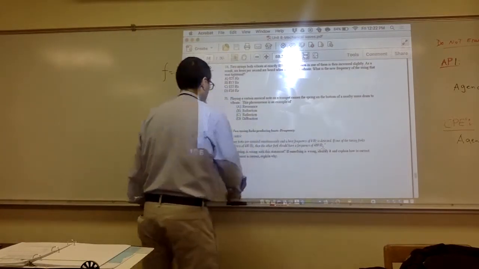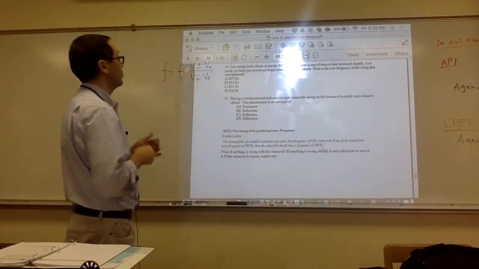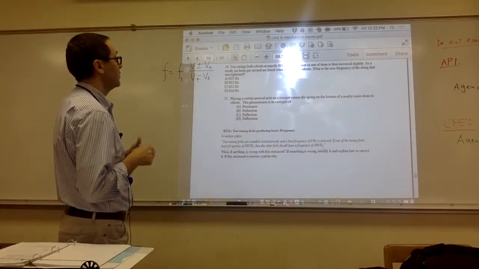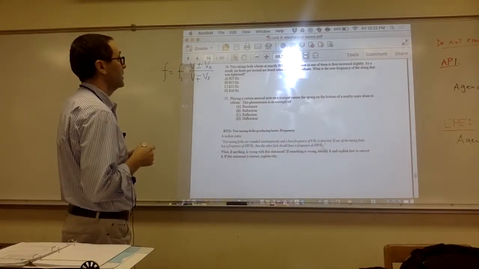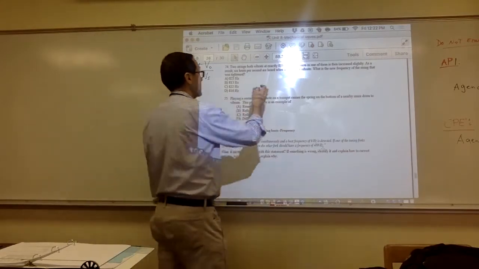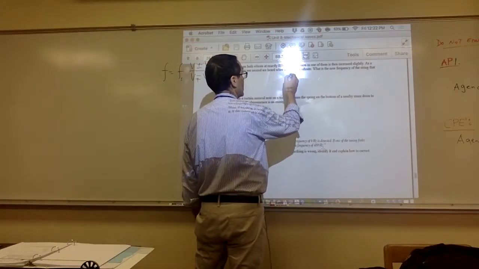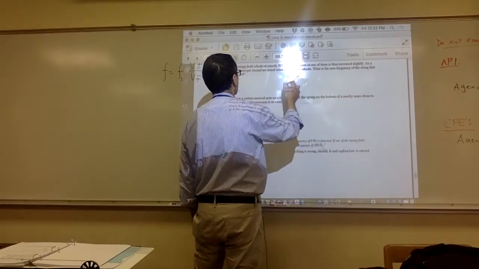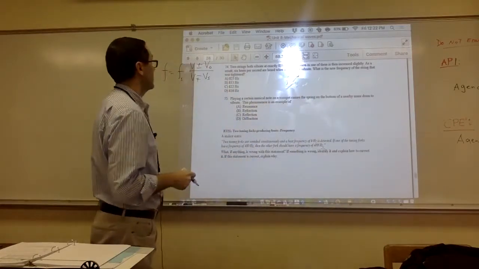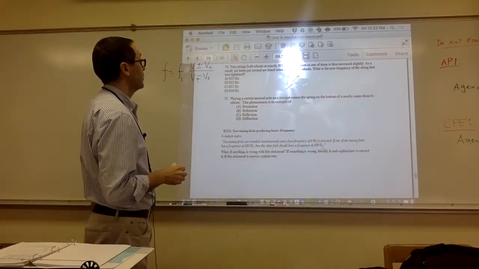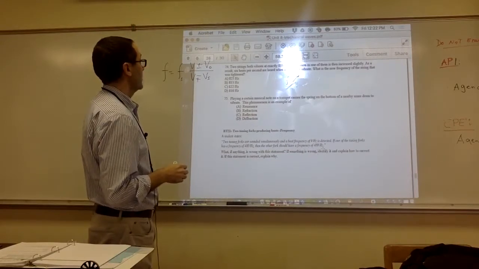Okay, 74. Two strings both vibrate at exactly 819 hertz. The tension in one of them is then increased slightly. So if you increase the tension, you're going to increase the frequency. As a result, 6 beats per second are heard when both strings vibrate. What is the new frequency of the string that was tightened?